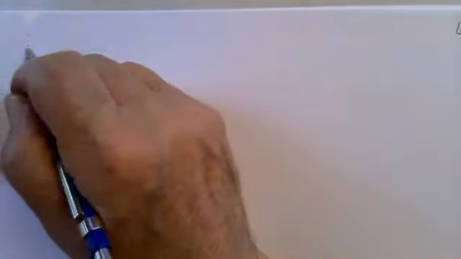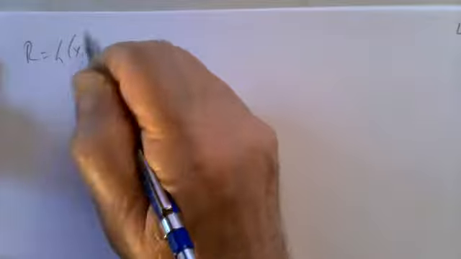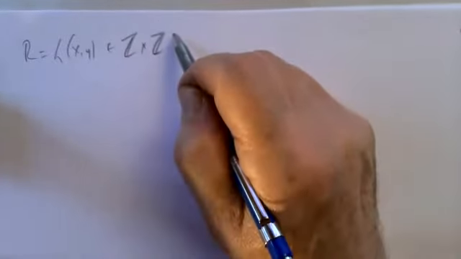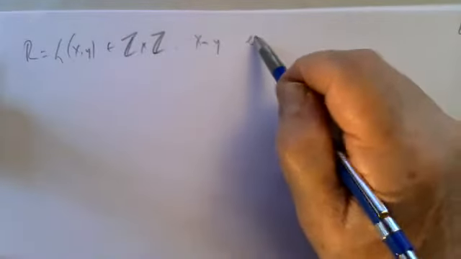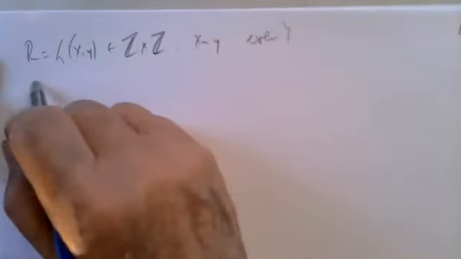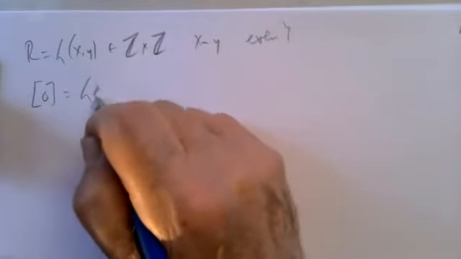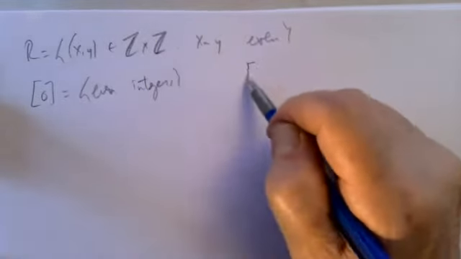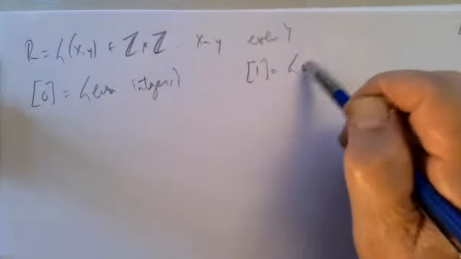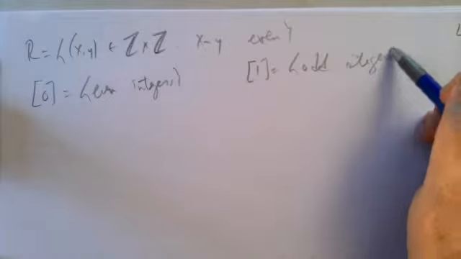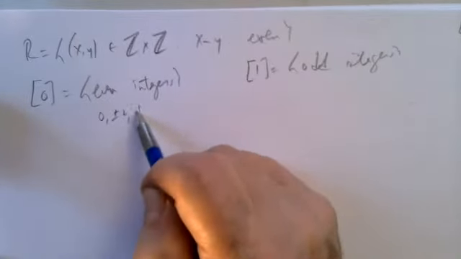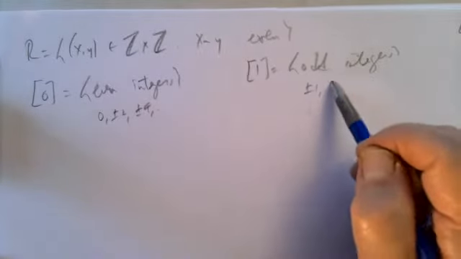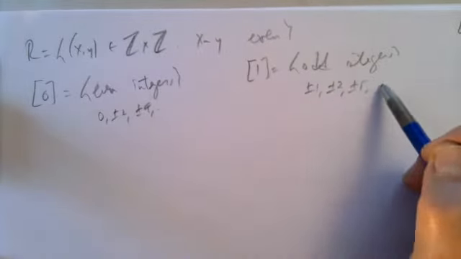Let me just repeat that again. So we have this relation: all pairs x, y in Z cross Z such that x minus y is an even integer. The equivalence class of zero is the even integers. The equivalence class of one is the odd integers, right? This is zero, plus or minus two, plus or minus four, and so forth; plus or minus one, plus or minus three, plus or minus five, and so forth.